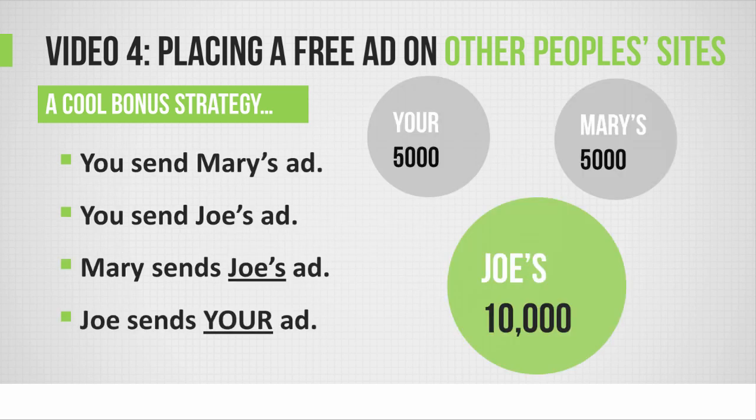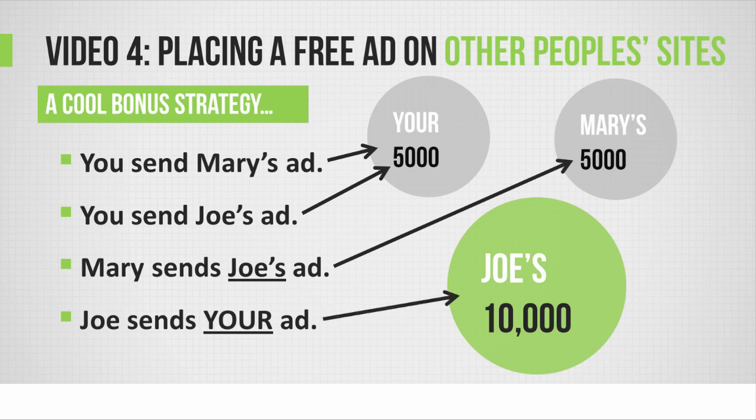So here's what happens. You send Mary Marketer's ad to your 5,000 subscribers. On another day, you send Joe Blow's ad to your 5,000 subscribers. Now, instead of sending out your ad to her subscribers, Mary Marketer sends Joe Blow's ad to her 5,000 subscribers. And then in return for your mailing and Mary's mailing, Joe Blow sends your ad to his 10,000 subscribers. You see how that works?